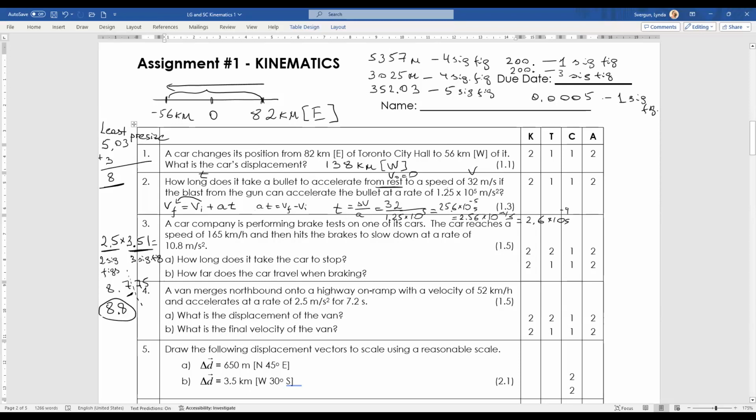Next one, a car company is performing brake tests. The car reaches a speed and slows at such acceleration. How long does it take for the car to stop? To stop, it means speed is 0. The initial speed is in kilometers per hour, but acceleration is in meters per second squared.